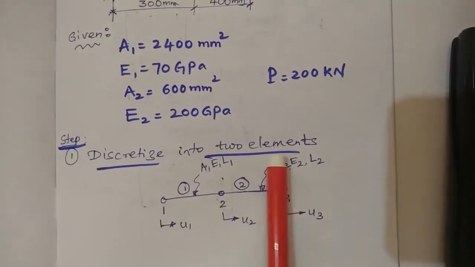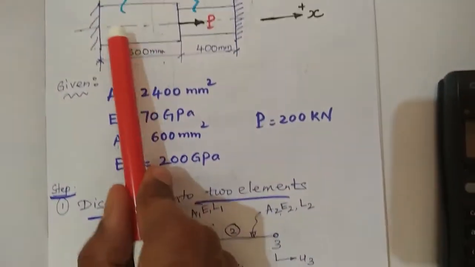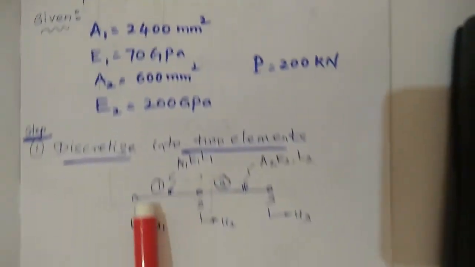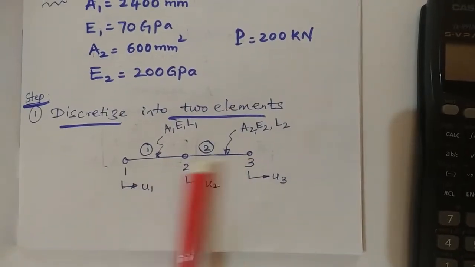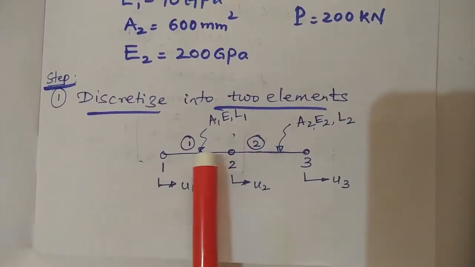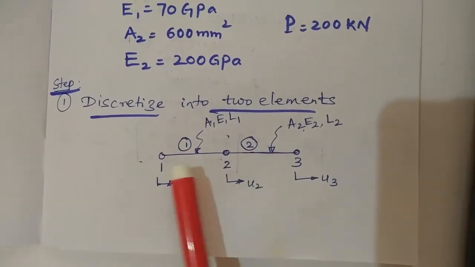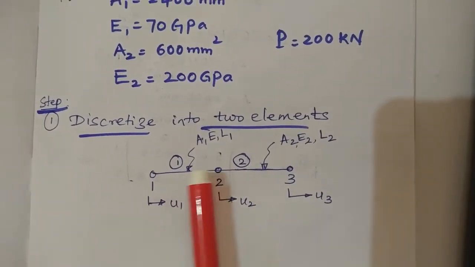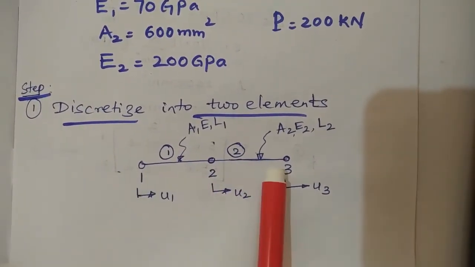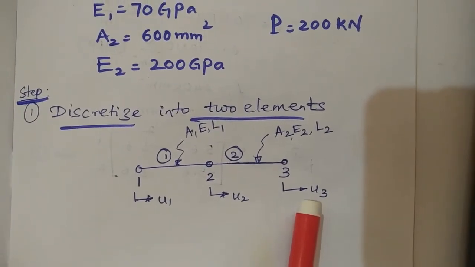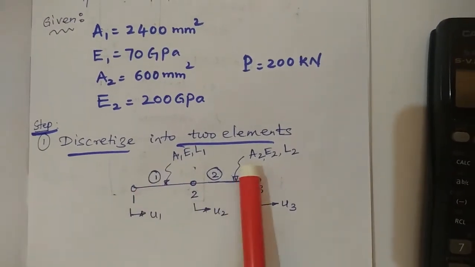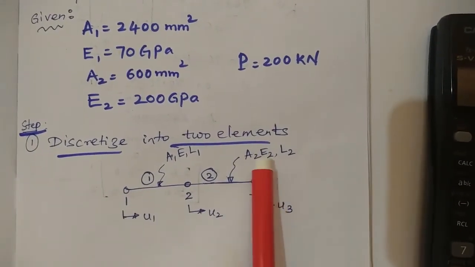Now the step number 1 is discretize into two elements. Have a look into it. This is the aluminium. This is the steel portion. Look at this. So 1, 2, 3 nodes. 1 at fixed end, 3 is at the another fixed end, 2 is at the juncture of two elements on the material. Okay, 2 is a common node between element number 1 and element number 2. Element number 1 is circled, element 2 is also circled, nodes are not circled. U1, U2, U3 are the prescribed displacement. A1, E1, L1 are the respective properties of element 1, guys. A2, E2, L2 will be the respective property of element 2.